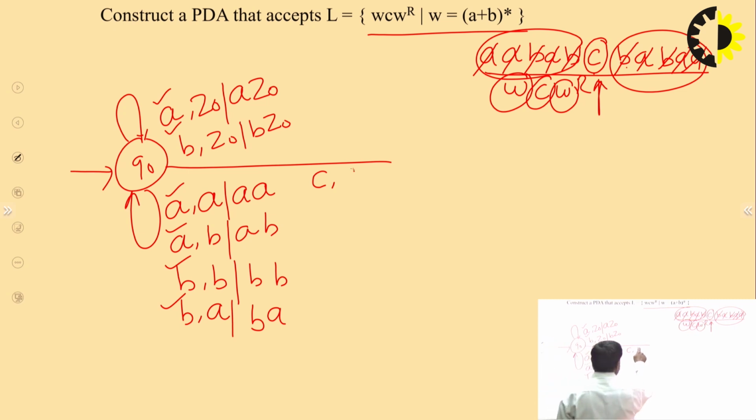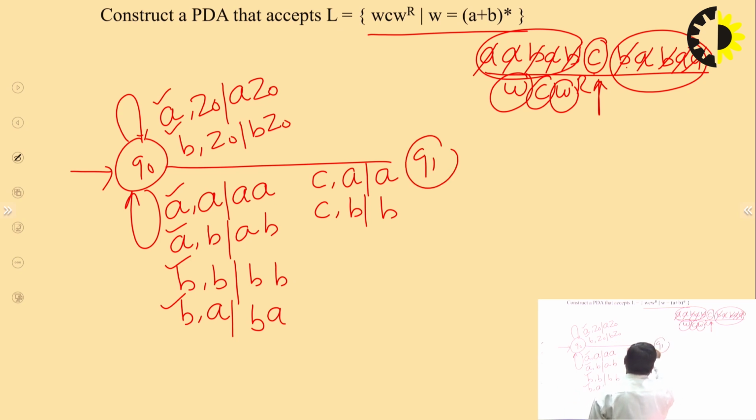C with top of the stack A, no operation. And C with top of the stack element maybe B, no operation, and move to the next state. C indicates that W R has finished and W R reverse starts. And when W R reverse starts, it means the same symbol is popped by the same symbol. It means B is popped by B, A is popped by A, B is popped by B.